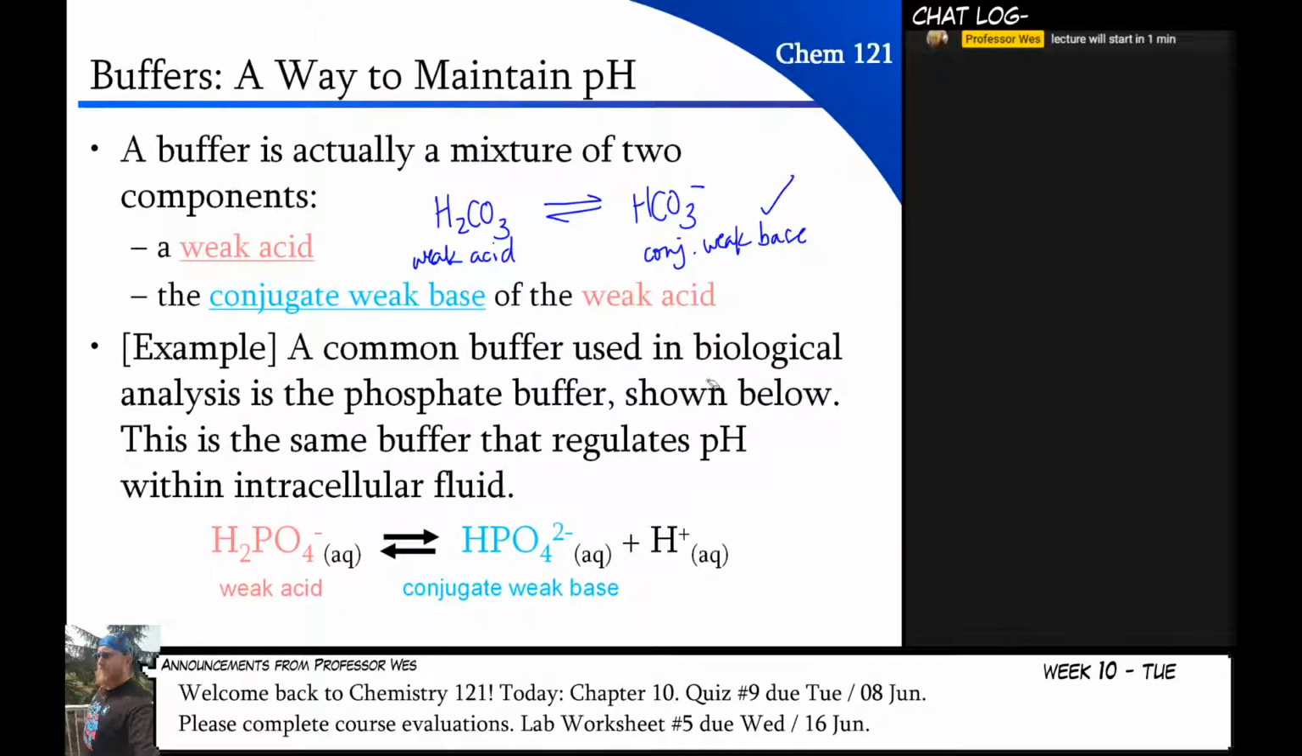So you have H2PO4-, which is monosodium phosphate, or monosodium hydrogen phosphate, or you might call it basic phosphate. HPO4 2- is called dibasic or disodium hydrogen phosphate. There are many common names for these. But together, those 2 conjugates make the phosphate buffer.